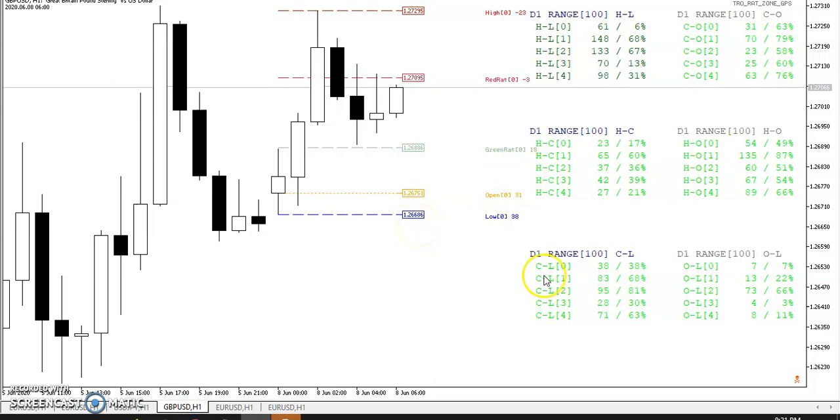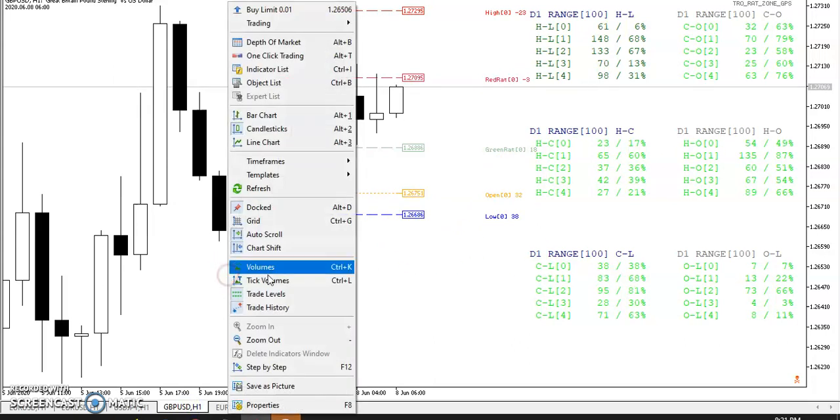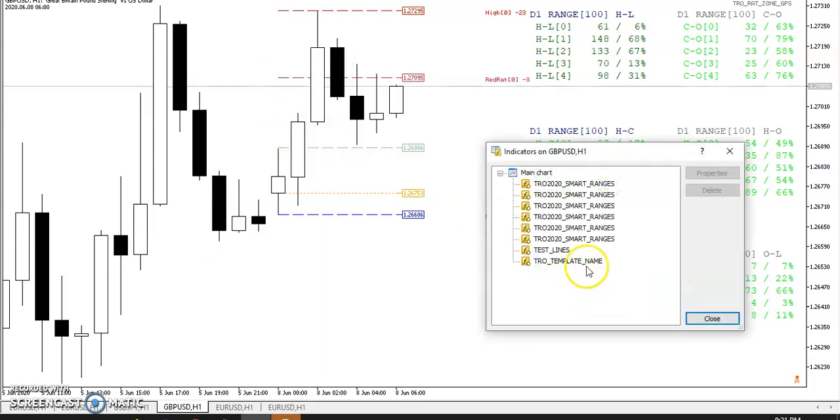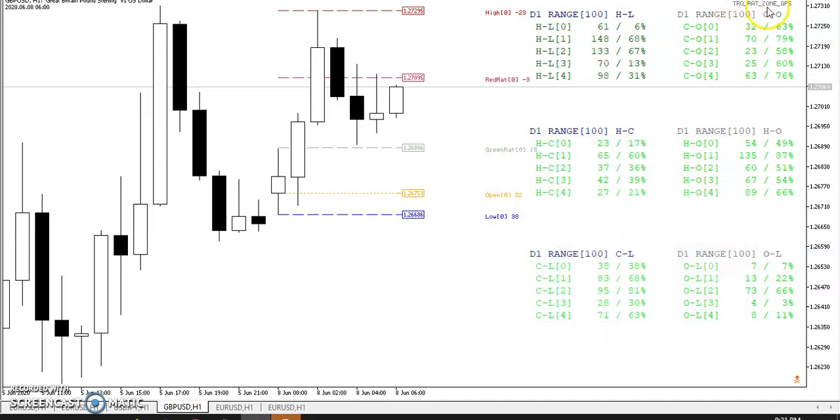Okay, what I've done, I've gone in and done some work on the TRO test lines indicator, and I also created the template name indicator. The template name I like to put in the upper right hand corner. So this is the rat zone GPS. Now you might say, hey, that kind of looks like the other GPS. And for the most part, you'd be right, but sometimes there are just some minor modifications.